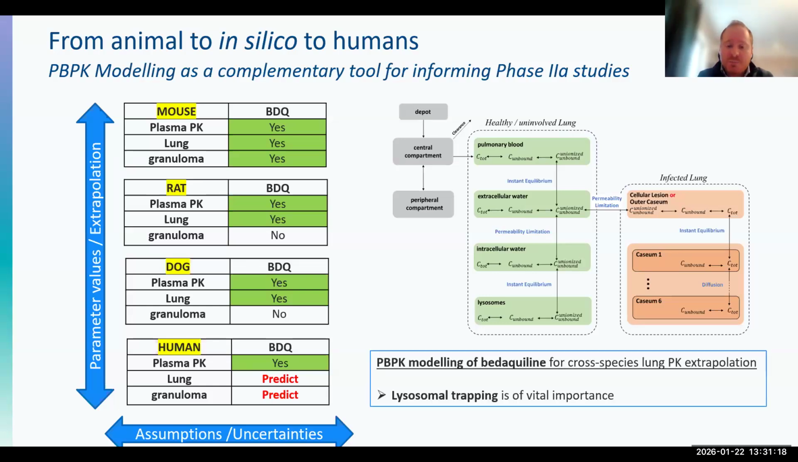So this PBPK modeling approach enabled us to extrapolate lung pharmacokinetics across species and eventually from preclinical species to humans. What is really interesting is that in order to develop our PBPK model and to accurately characterize lung distribution of bedaquiline, we had to utilize lysosomal trapping. Basically, due to the ionization of the compound in the lysosomes, in this subcellular organelle, the significant lung tissue uptake of bedaquiline is observed.